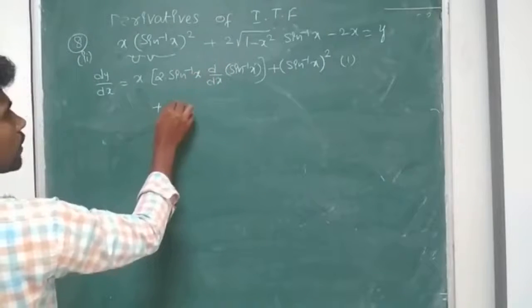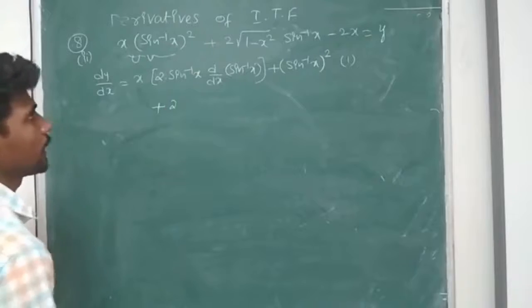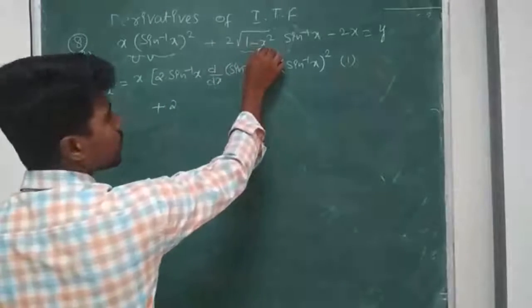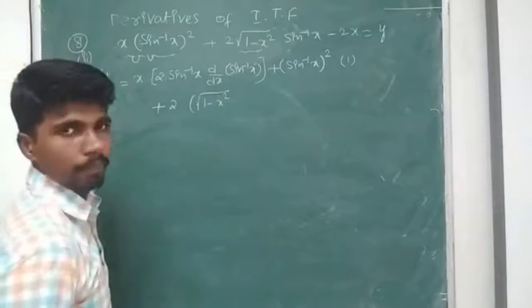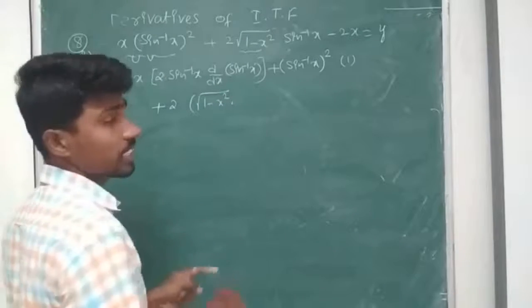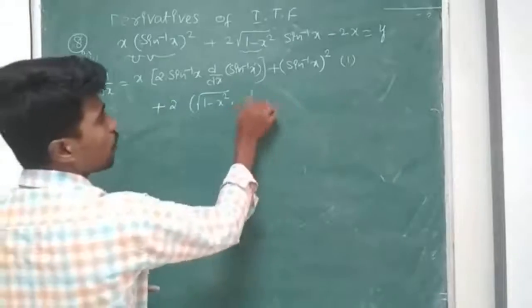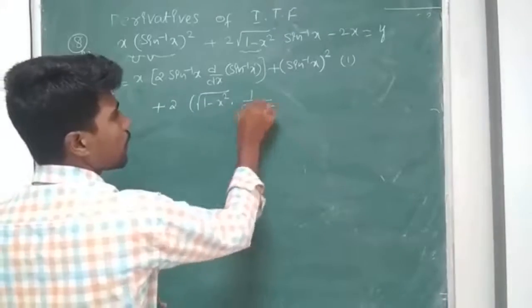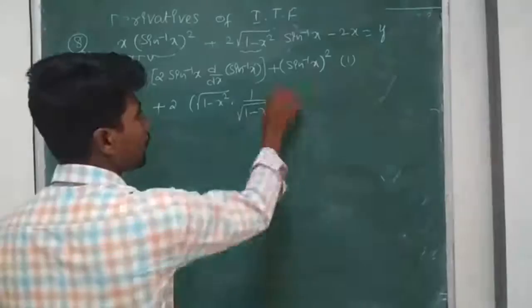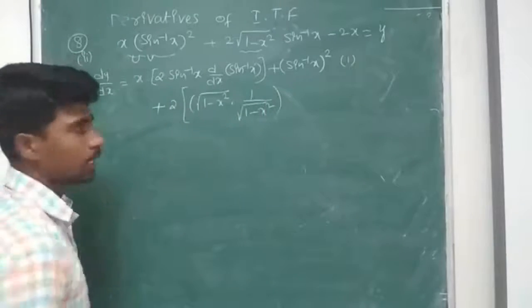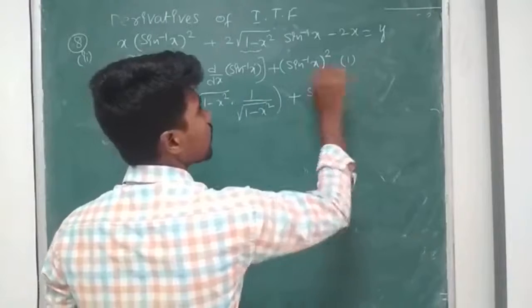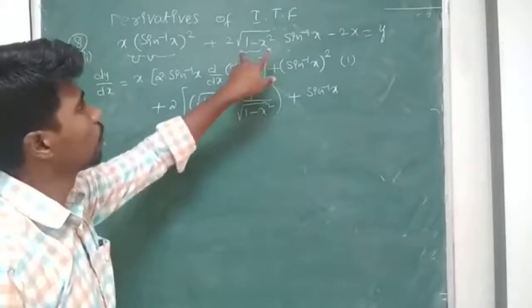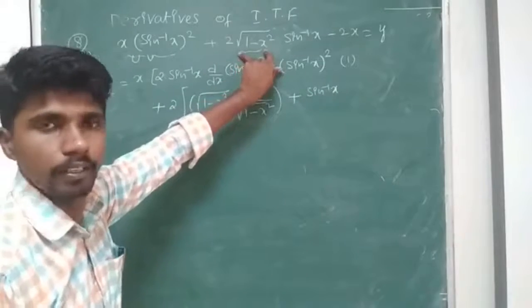plus 2 is a constant. How to leave 2 like that? Next, 1 minus x square, if I fill as u, I get 1 minus x square under root into sin inverse x derivative, which is 1 by 1 minus x square under root, plus sin inverse x into the derivative of 1 minus root of 1 minus x square.